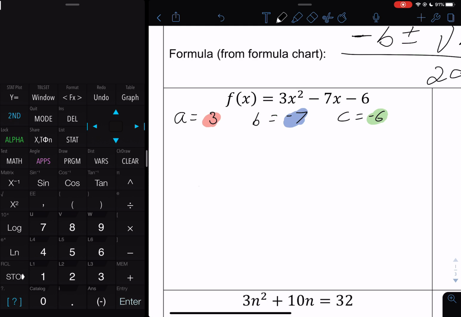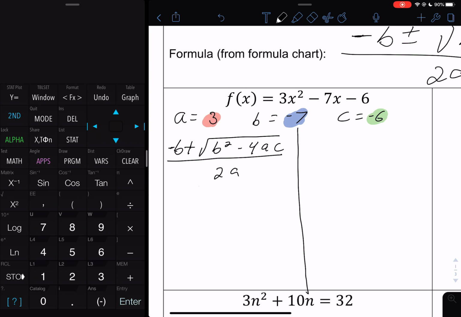So what we're going to do is use the quadratic formula two different times. The first time, negative b plus square root of b squared minus 4ac, everything over 2a. And then we're going to do the negative, which is negative b minus square root of b squared minus 4ac, everything over 2a. Now all we have to do is plug in the numbers.